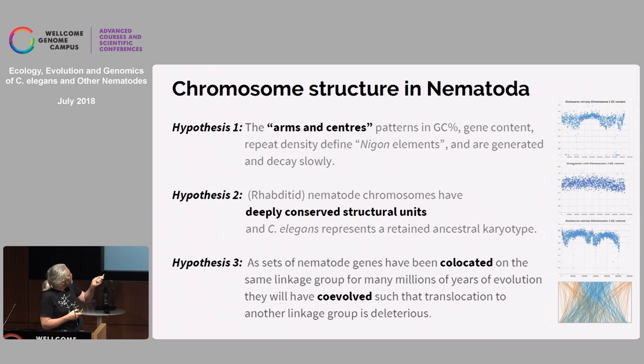Arms and centers patterns in GC, gene content, etc., define what Matt Rockman called Nigon elements, instead of calling them Muller elements, and these are generated and decay slowly, so they're a unit of chromosomal evolution in at least the rhabditid, the 3, 4, 5 nematodes. This is one of these units here, this unit, this unit. These nematode chromosomes have deeply conserved structural units, and C. elegans somehow represents the retained ancestral karyotype. So somehow C. elegans has got these sorted out. I don't know if that's true. That's unlikely to be true.